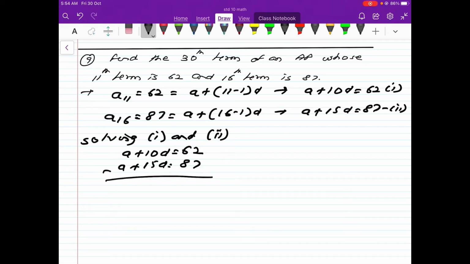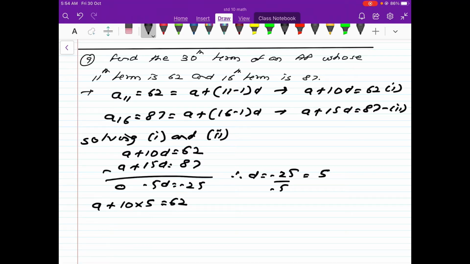So we will subtract, this gets eliminated. 10 minus 15 is minus 5d, is equal to 62 minus 87, which means minus 25. Therefore d is equal to minus 25 upon minus 5. So d is equal to 5. Now putting this 5 into equation number 1, a plus 10 into d, instead of d I will put 5. This becomes 62. So we are getting a plus 50 is equal to 62. Therefore a is equal to 12.